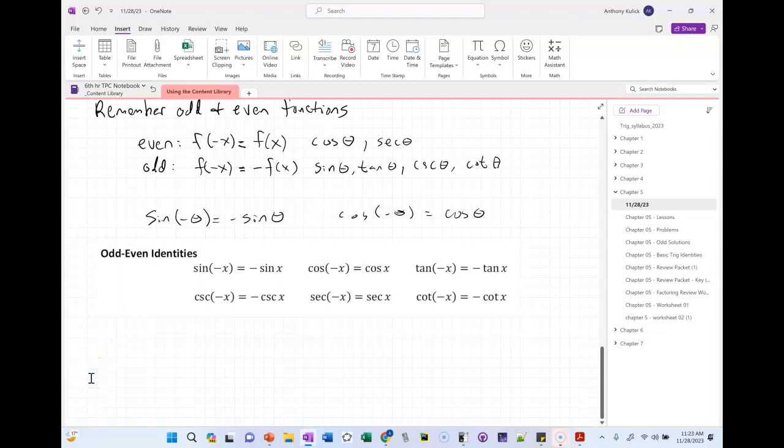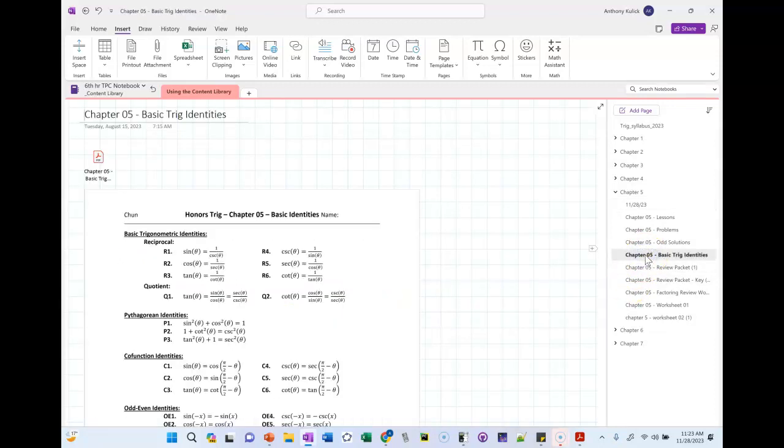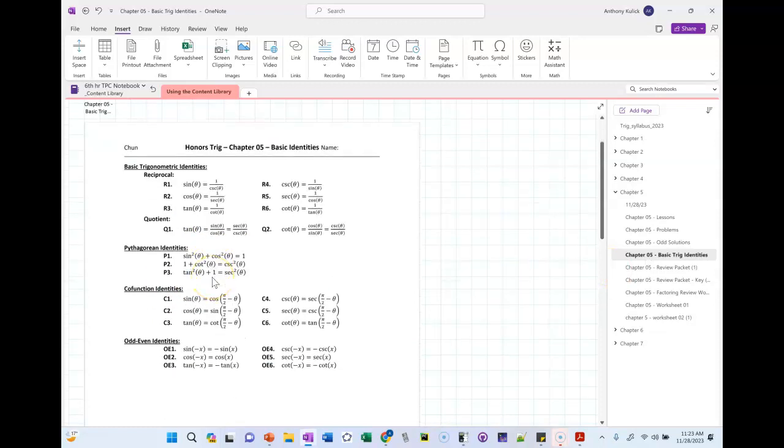Now, Mr. Kulik, the kind and generous man that I am, I've collected all these identities together onto one sheet, so they're all in one place for you. You don't have to hunt through your notes or the lessons to find them. Next time you come to class, I'll give you the printout of it.